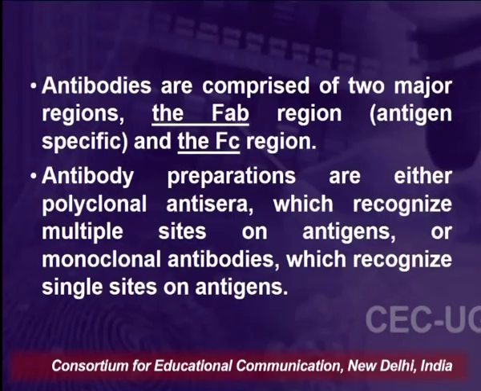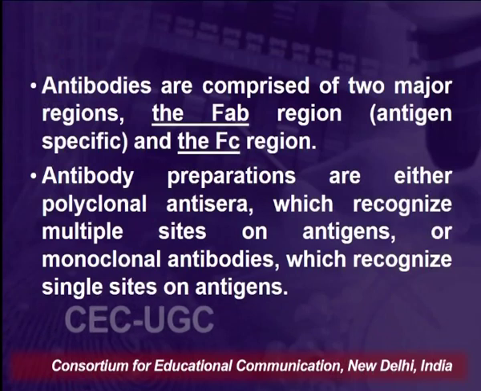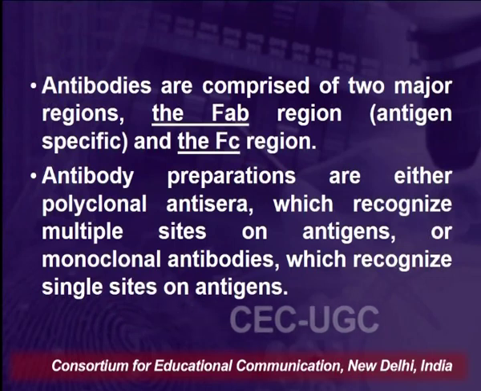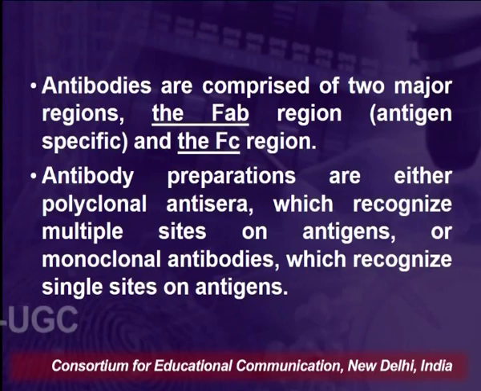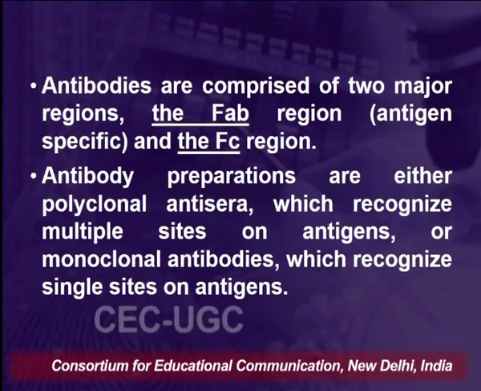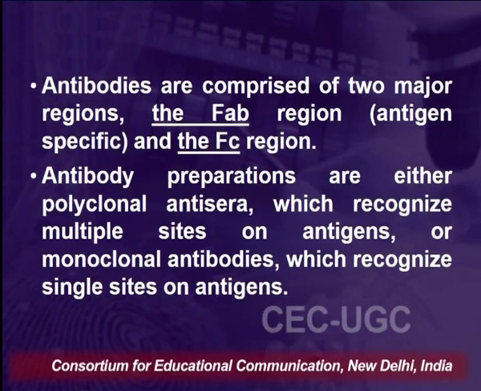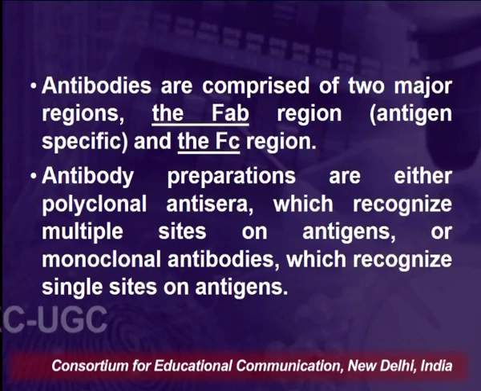So, antibodies are comprised of two major regions, the Fab region and the Fc region, which we have discussed, along with the heavy chain and the light chains. And the antibody preparations are either polyclonal antisera, which have many arms that recognize multiple sites on antigens, or monoclonal antibody, which recognizes only a single site on antigens. So, depending upon what kind of reaction we have to go for, we can prepare monoclonal antibody and we can also prepare polyclonal antibodies.